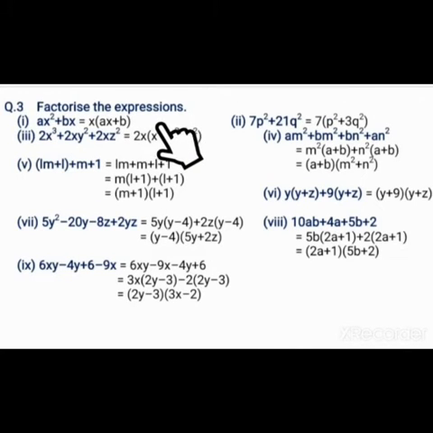Factorize the expression. Now you have to take a common factor. ax square plus bx: x is the common factor, remaining is ax plus b. Same as the second one, 7p square plus 21q square. Here 7 is common, remaining is p square plus 3q square. Same as the third one, fourth one, fifth one, sixth one, seventh one, eighth one and ninth one. This question you already did in exercise 14.1.